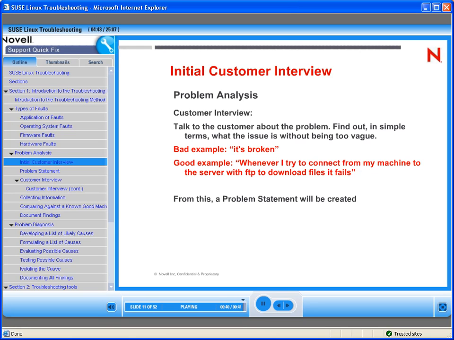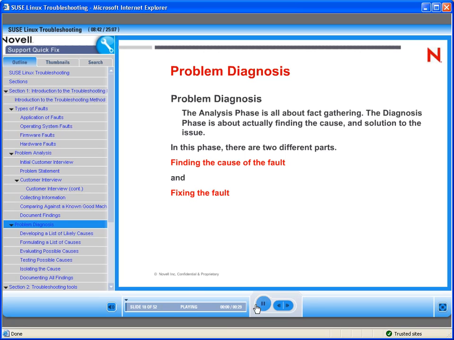Now we move into problem diagnosis. We've done our fact gathering, and now we're actually going to try and apply these facts that we've gathered and try and come up with a cause for the fault and then a solution. And these are two different things, and they can vary in timeline, meaning it may be very, very easy to figure out what the cause of the fault is, but then fixing it may take hours. Or it could take days to figure out what the problem is, and fixing it could be as simple as editing a file.